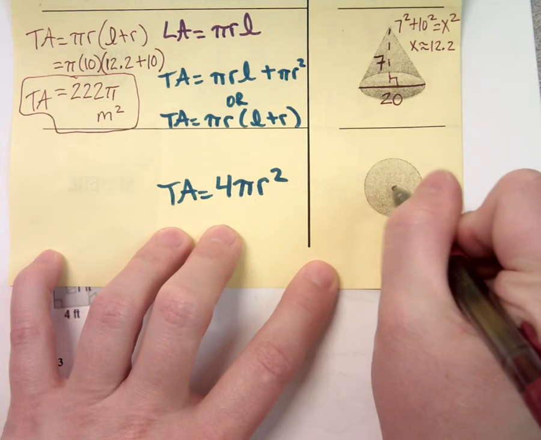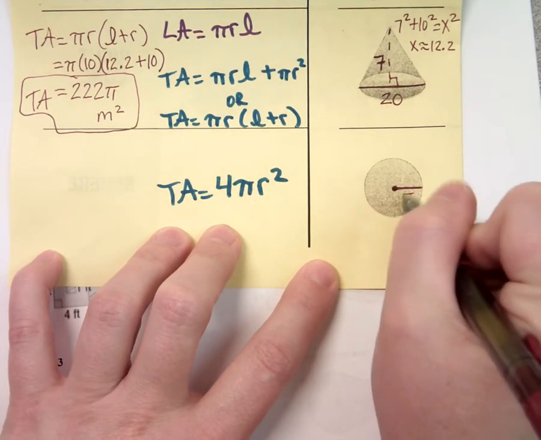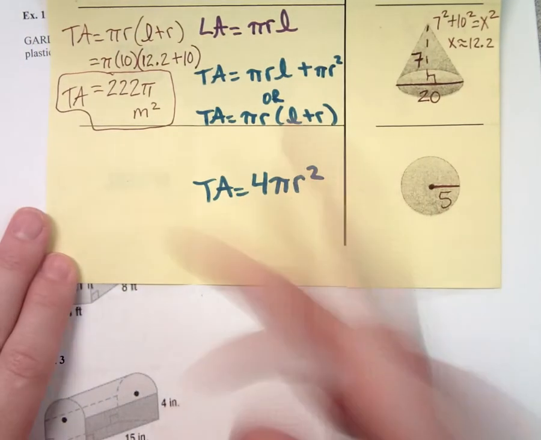And I'll go ahead and just give you the radius. What do you want the radius to be? 5? Okay, 70. There it is. I like 5 better than 70.